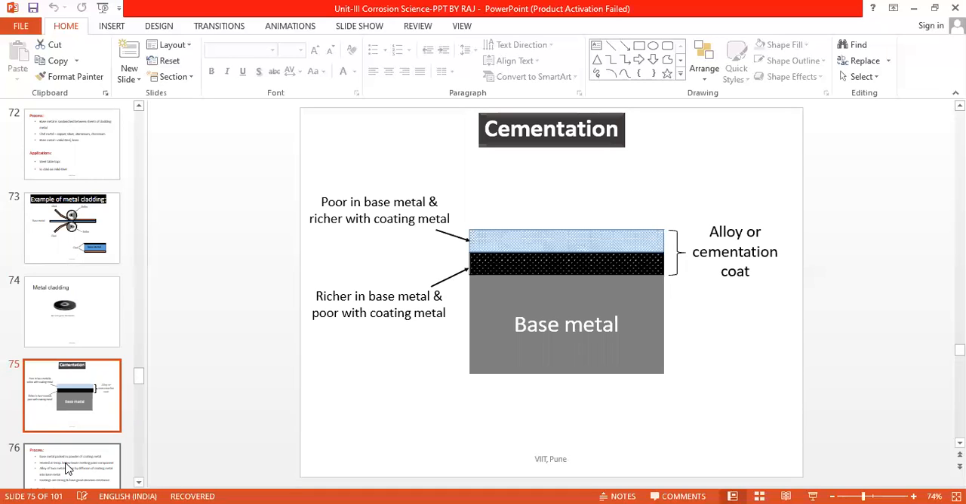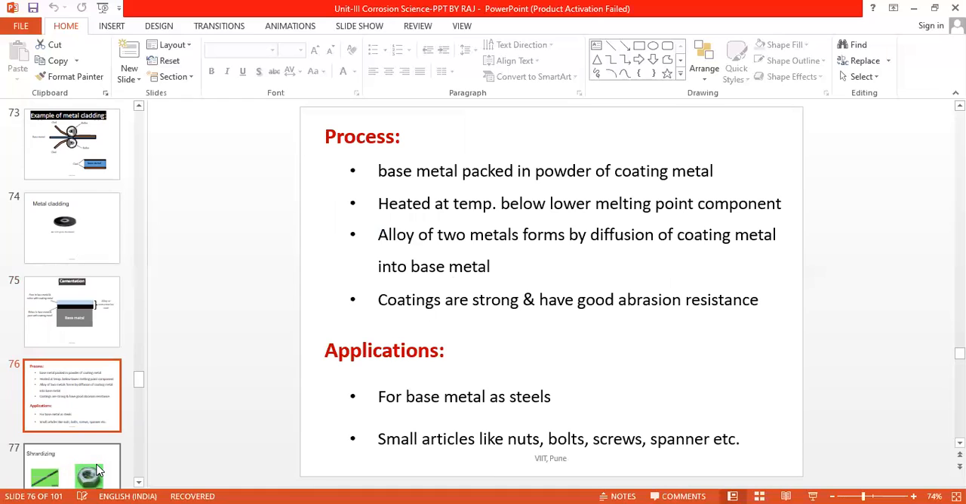Here the base metal is cemented with the powder of the coating metal at a high temperature. A few layers' thickness of the base metal is treated by cementation. It is an alloy or cementation coat which is richer in the coating metal and poorer in base metal in that particular layer, and the bulk of the base metal will be rich in the base metal. It is the cementation method.